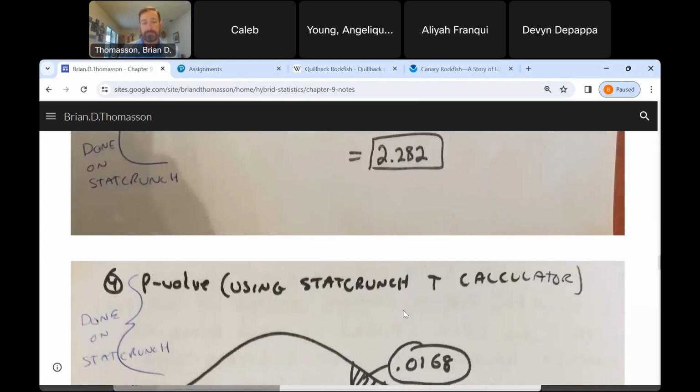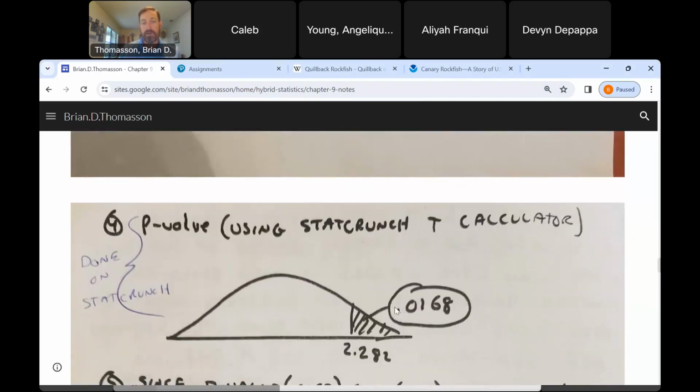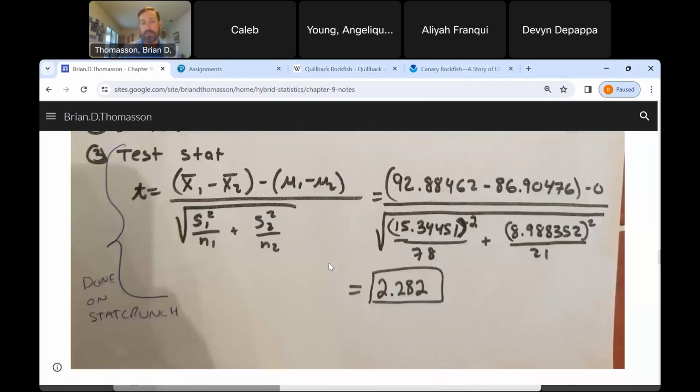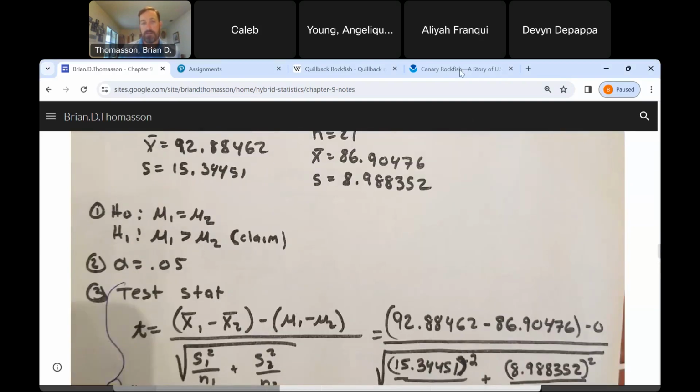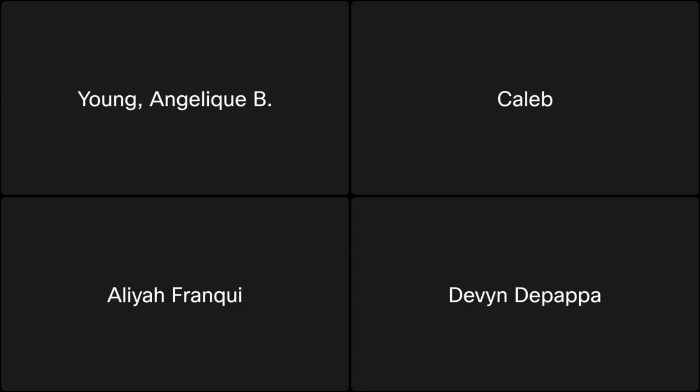Here we find the p-value, and we do it on the right side because it's a right tail test. So our p-value in this case is 0.168. And we go right back to our standard thing. If the p-value is low, H0 must go. So the p-value is 0.168. That's less than 0.05. So we reject H0.